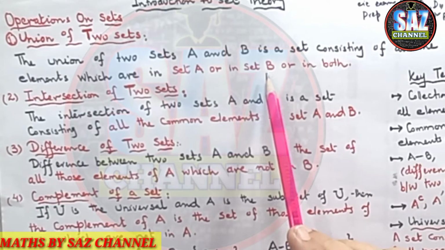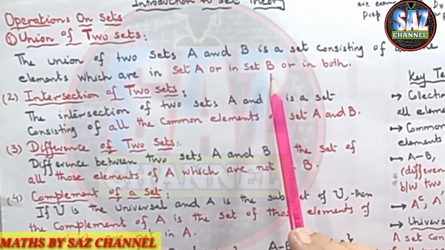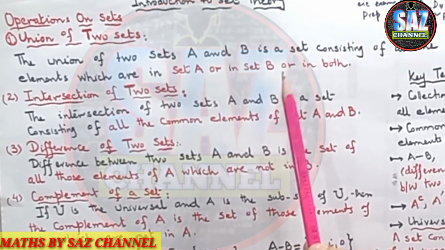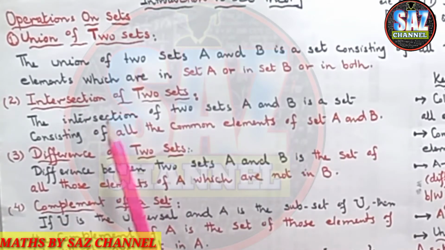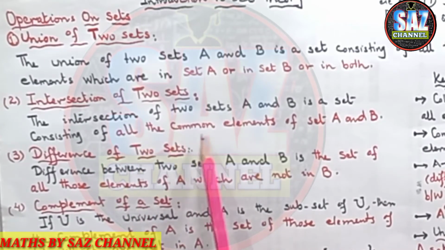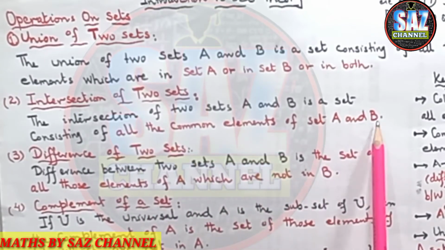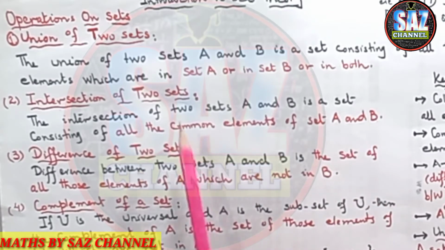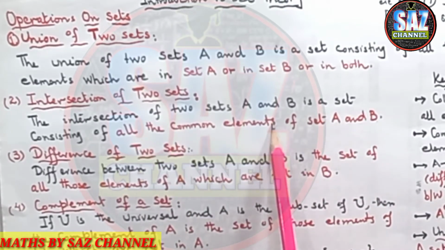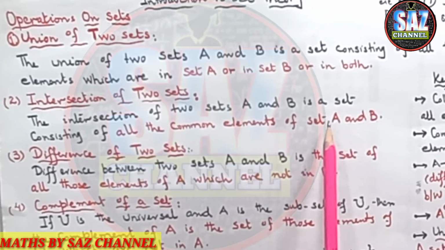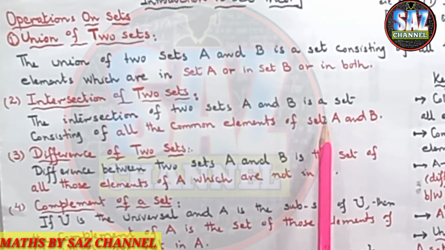For the union, you can understand the concept by making a fruit salad: in a fruit salad we mix all the fruits together and you get the union. Intersection of two sets. The intersection of two sets A and B is the set consisting of all common elements of set A and B. For intersection we just have to take the common elements, those elements which are present in A and present in B, only those elements.